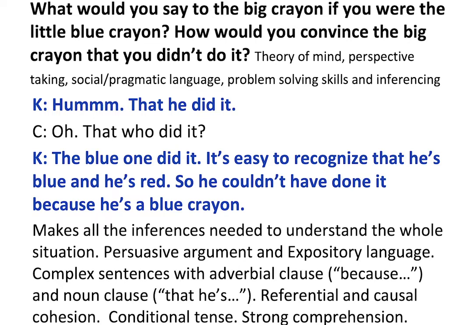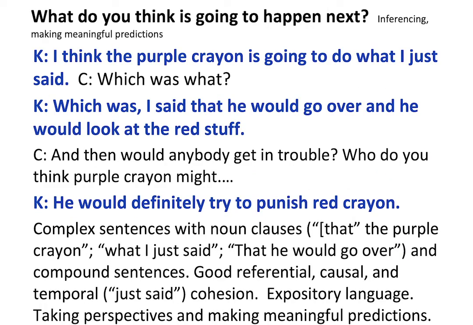So he makes all the inferences. It's a persuasive argument. He's got some nice complex sentences, relational and causal cohesion, conditional tense. He's got strong comprehension. Next, he makes some nice meaningful predictions. I think the purple crayon is going to do a noun clause, what I just said, which was that he would go over and he would look at the red stuff. He would definitely try to punish red crayon. So he's got it all in place. Down here is my analysis.